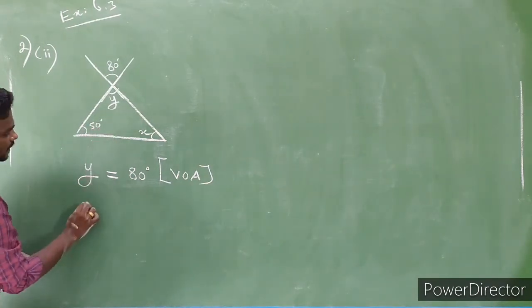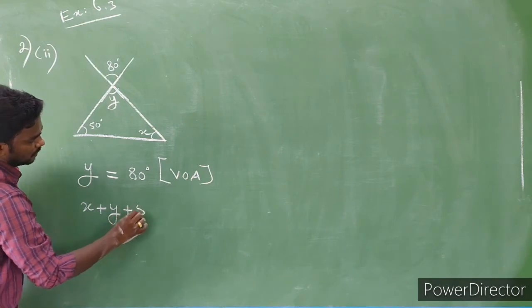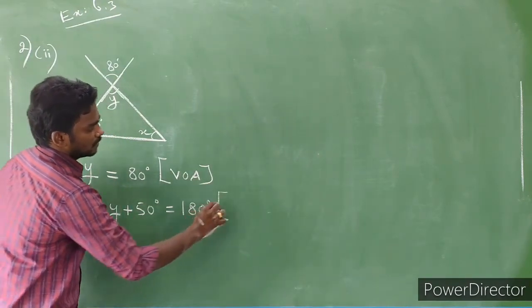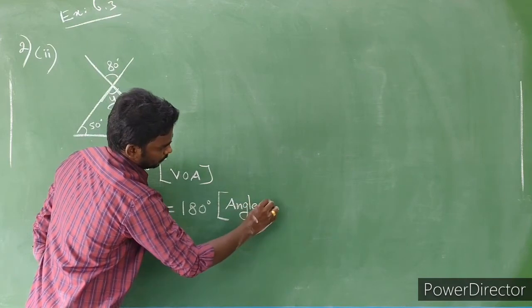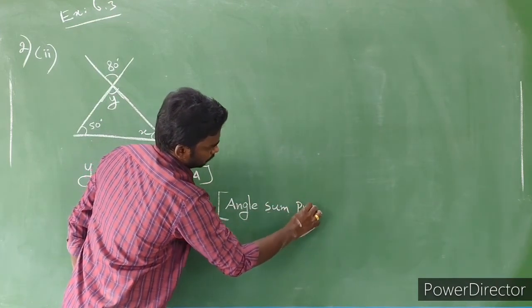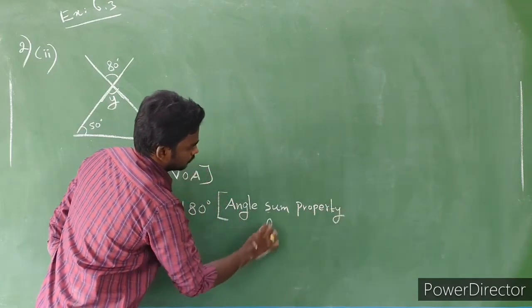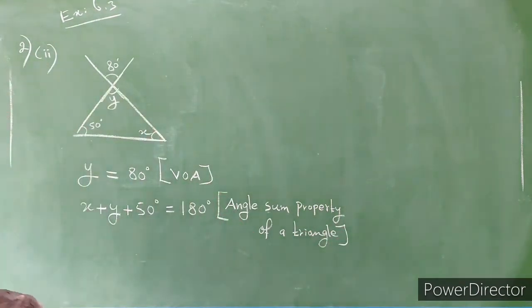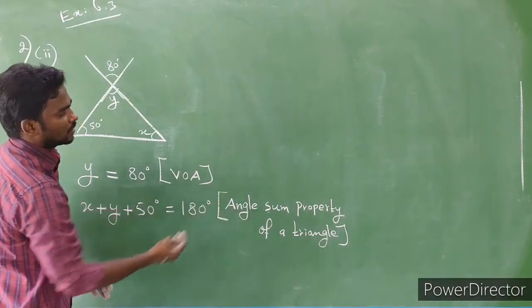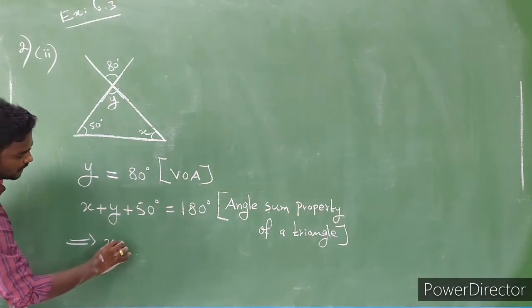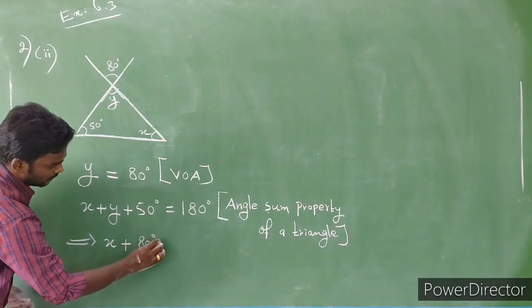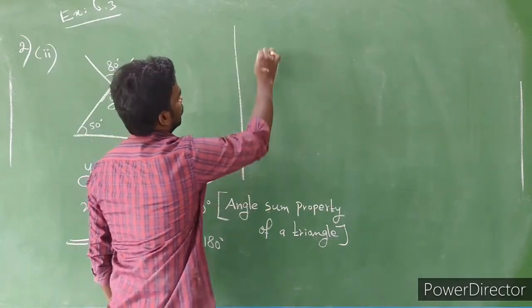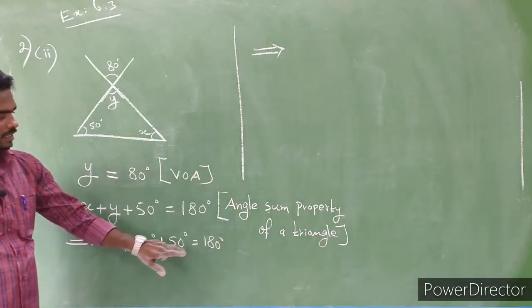Next, by the angle sum property of a triangle, x plus y plus 50 degrees is equal to 180 degrees. So this is the angle sum property of a triangle. Using it, x plus y plus 50 is equal to 180 degrees, which implies x plus 80 plus 50 is equal to 180.